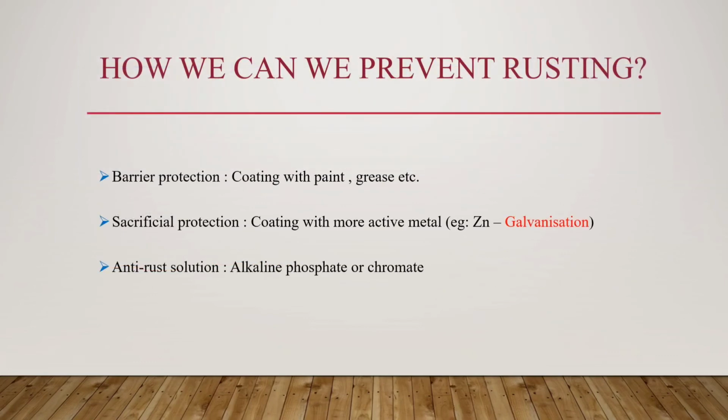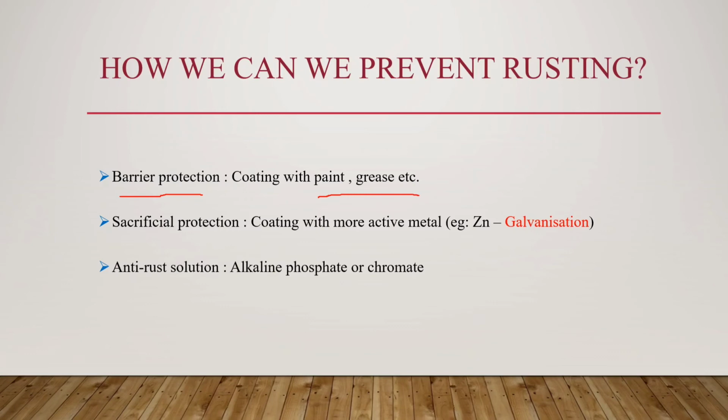Now, let us have a look at how we can prevent this process of rusting of iron. The first method is called barrier protection. In this method, a physical barrier is created between the iron surface and the atmosphere. This is usually done by coating with paint, grease, etc.